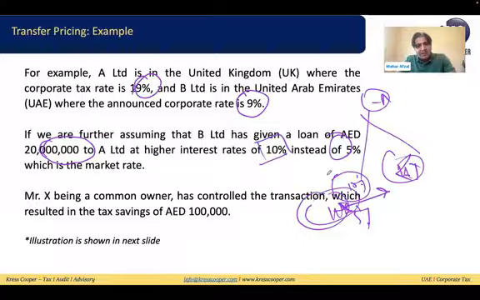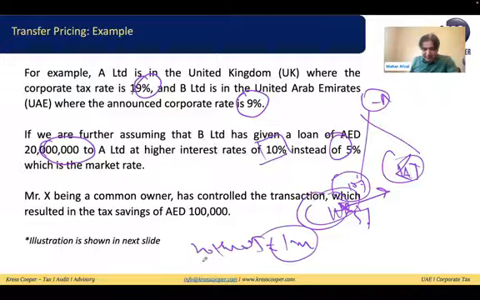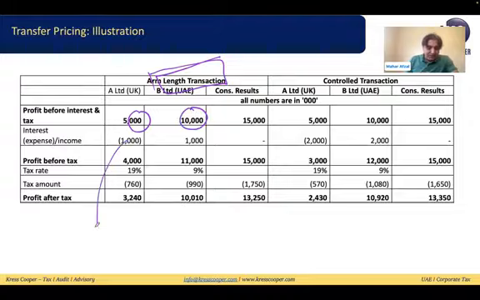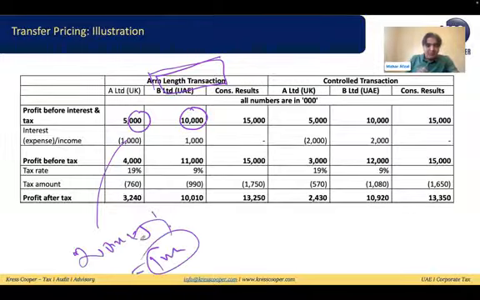Once they charge 10% interest, principally, as per the market price, the interest would have been 20 million into 5%, which is 1 million interest. Once they have manipulated the price, 20 million into 10%, it is 2 million interest. So look at this illustration. When this transaction was at arm's length, it means the transaction was not being managed by anyone. This is a fair market price. Assuming the profit before tax of the UK company was 5 million, here the profit before tax is 10 million. This interest is at the market price, 20 million into 5%, 1 million is interest.